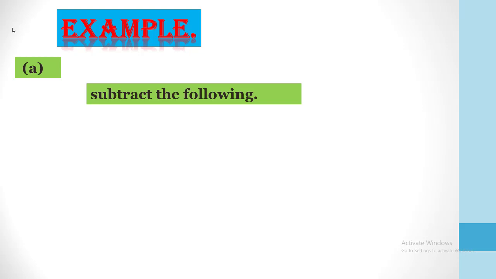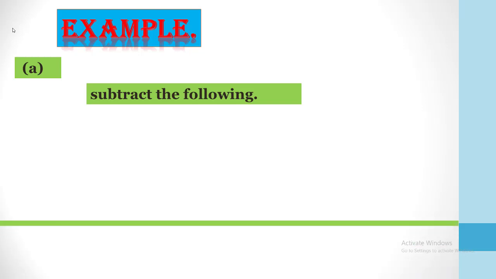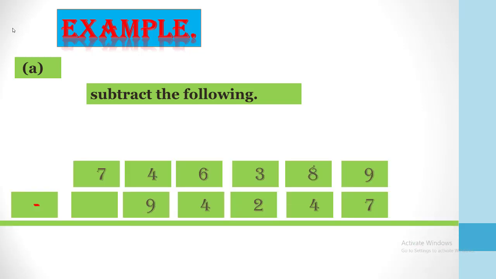Our first example is: subtract the following. We have to subtract 94,247 from 746,389. Start from right. 9 minus 7 is equal to 2. 8 minus 4 is equal to 4. 3 minus 2 is equal to 1. Then 6 minus 4 is equal to 2.